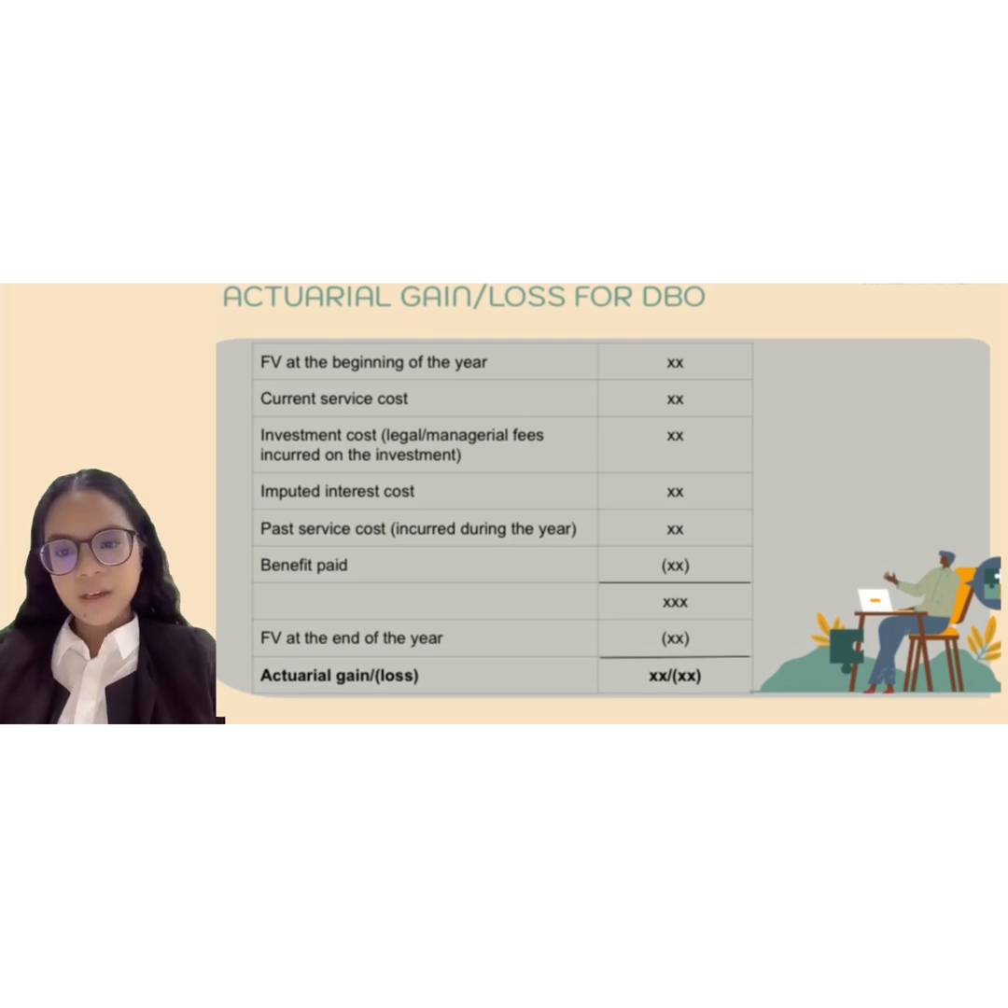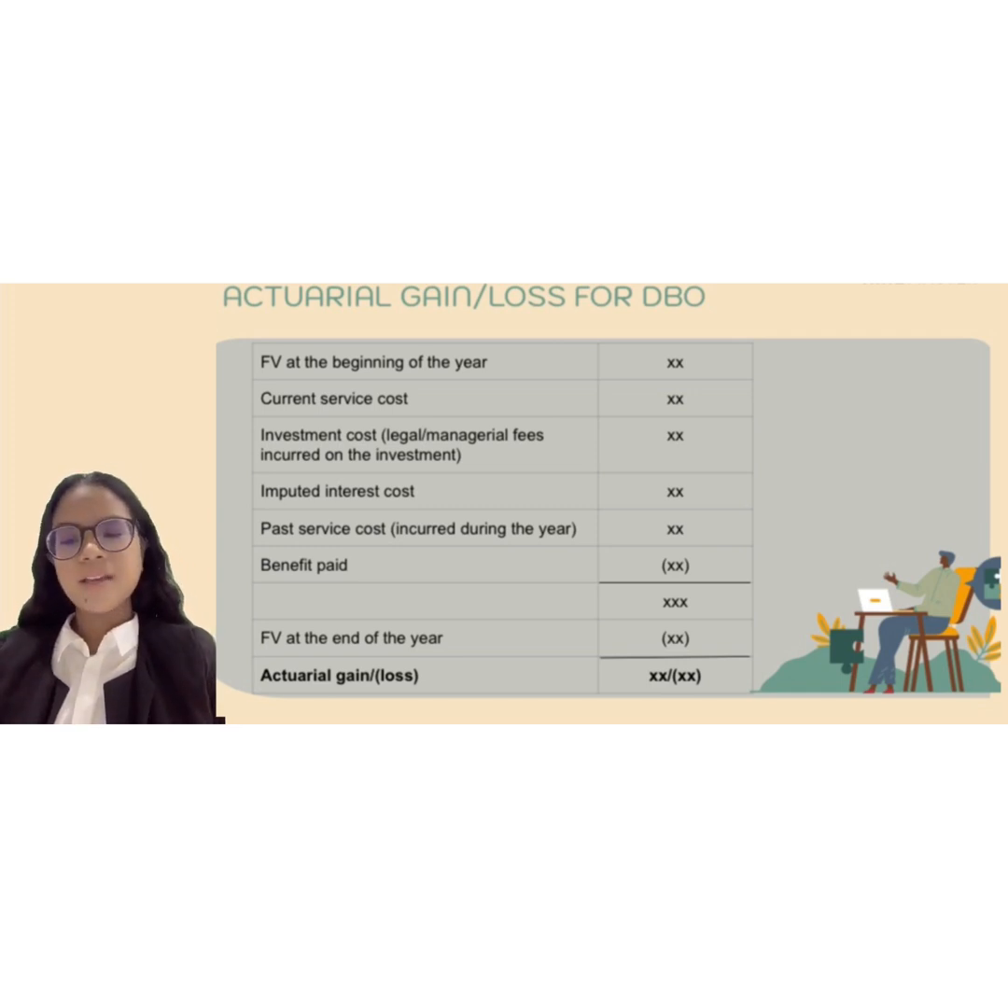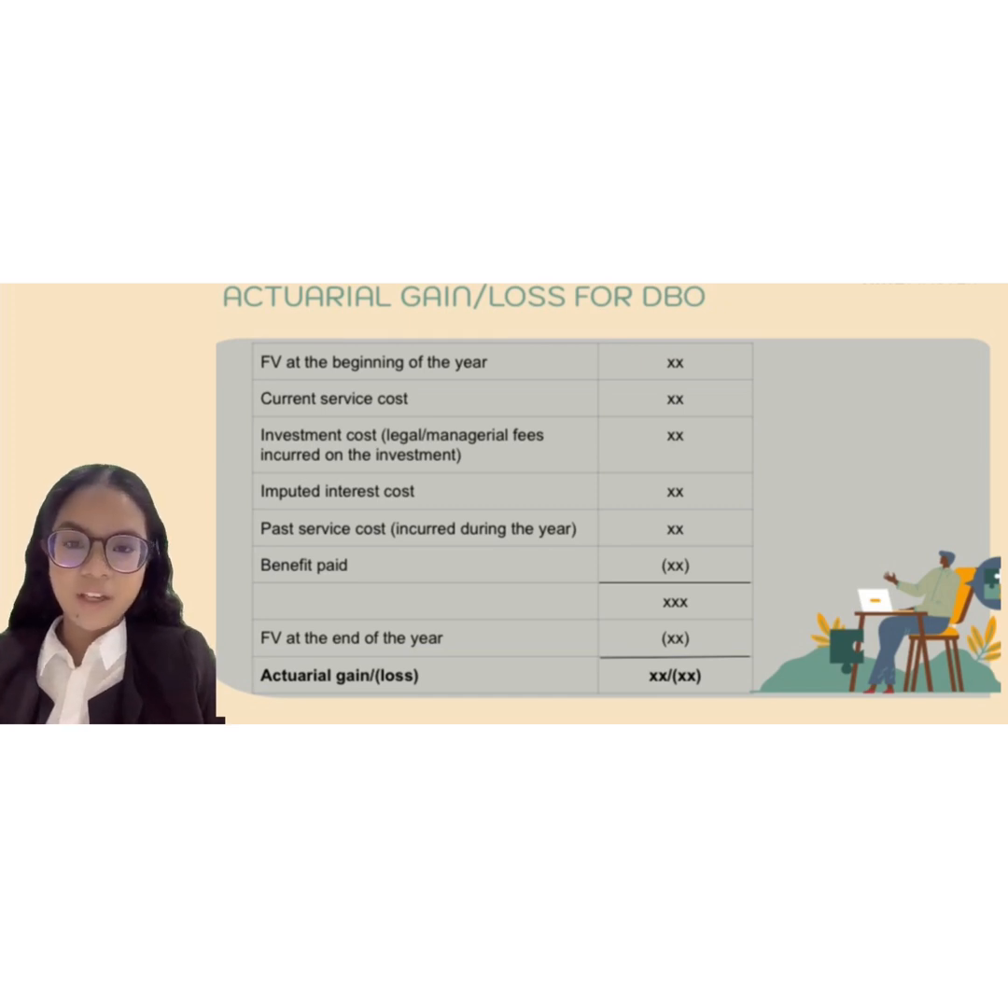Okay, the actual gain or loss for defined benefit obligation is calculated by adding the fair value at the beginning of the year together with the current service costs, investment costs, which include legal and managerial fees incurred on the investment, and imputed interest costs, and past service costs incurred during the year, and also the benefit paid. And you compare it with the fair value at the end of the year, you will get the actual gain or loss.